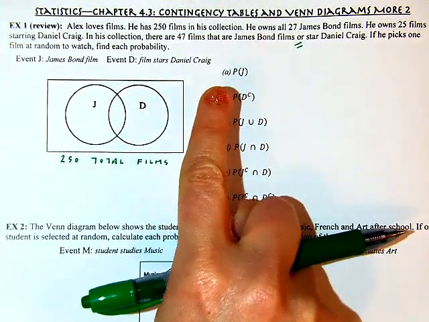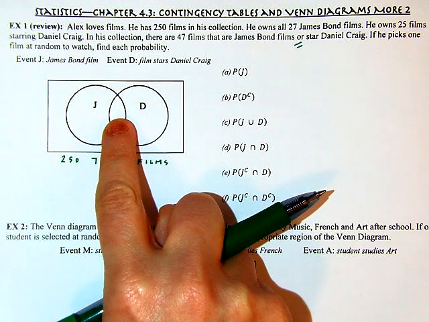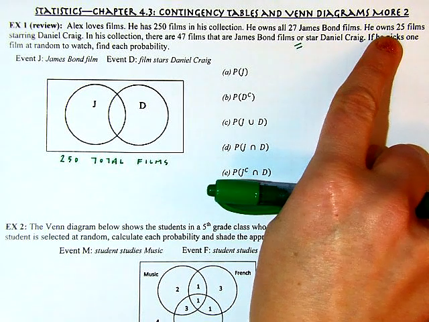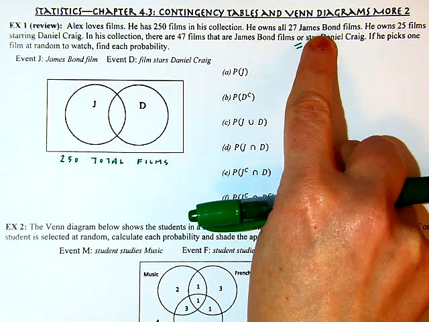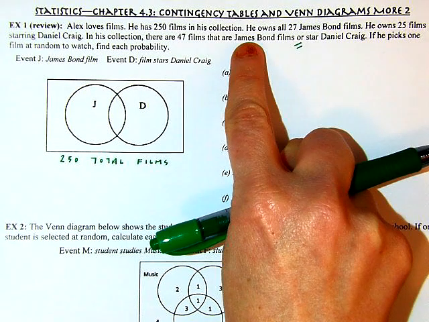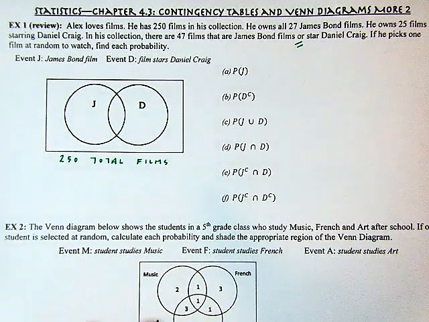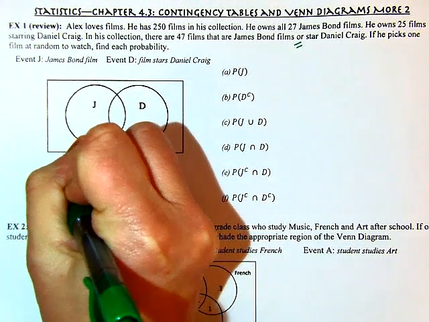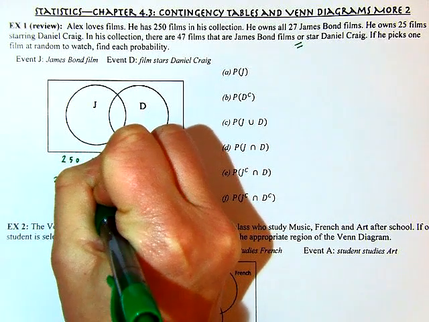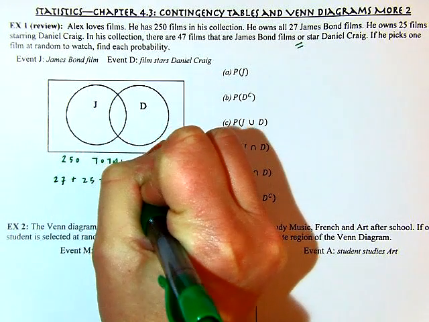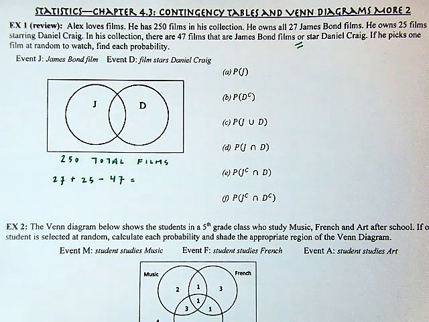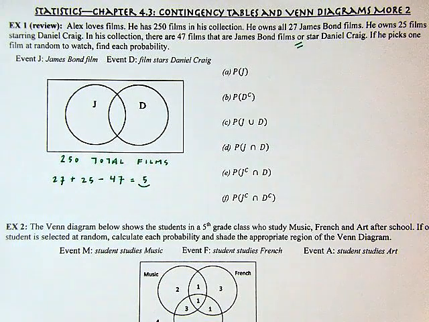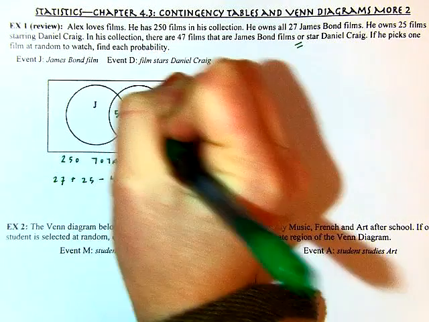So if I first want to find that intersection region right here, I would look at James Bond, Daniel Craig, right? If my events were mutually exclusive, I could add those together and it would make up the number right here. But since it's inclusive, there's overlap, I can get to that overlap region right here by adding the 27 to the 25 and taking away the 47. Okay, so here I have 52, take away 47, I get 5. So my overlap, right, the intersection is 5 right here.